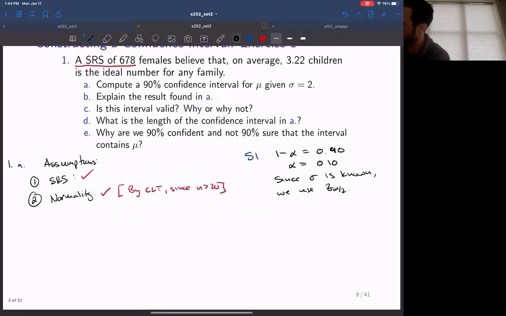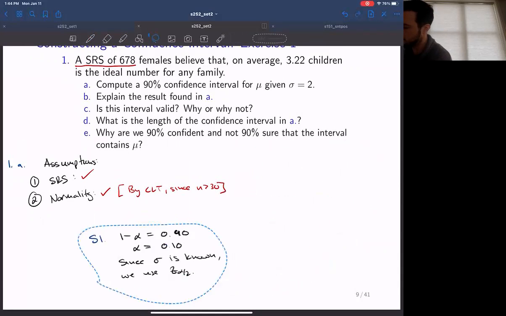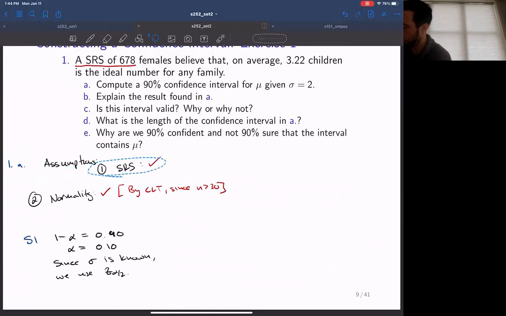Here, I'll just move this over. Sorry, one sec. Spacing.